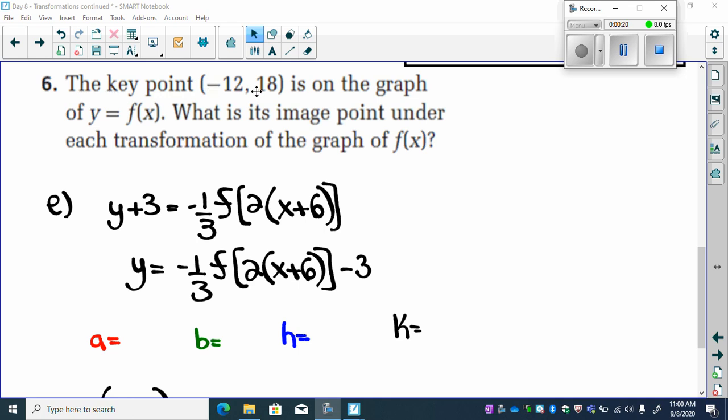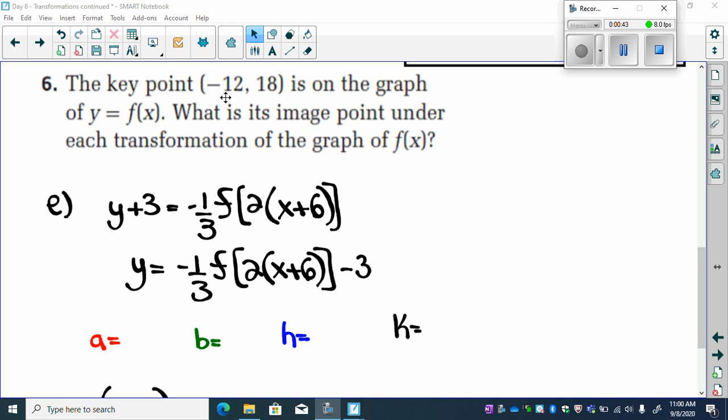It says the key point (-12, 18) is on the graph of y = f(x). So that point right there is on the original curve. What is its image point under each transformation? So I chose 6e because it had a little bit of everything. All of the parameters a, b, h, and k are evident here, and I'll show you how to apply them.